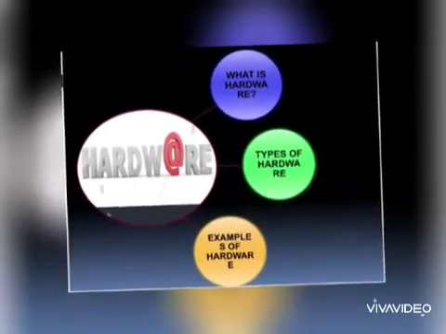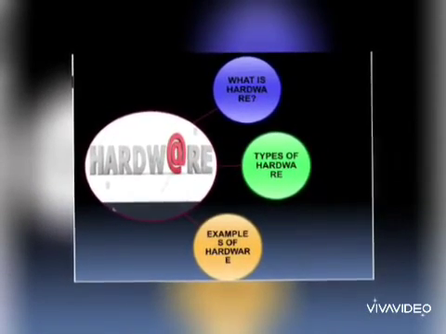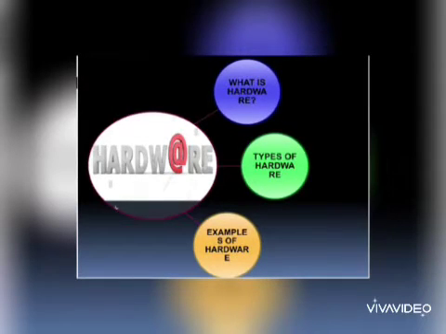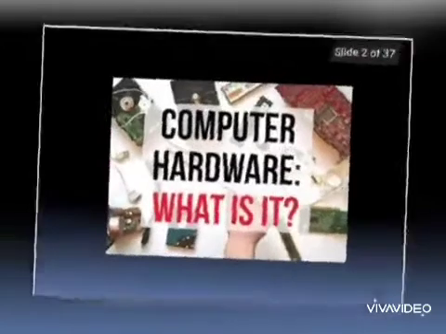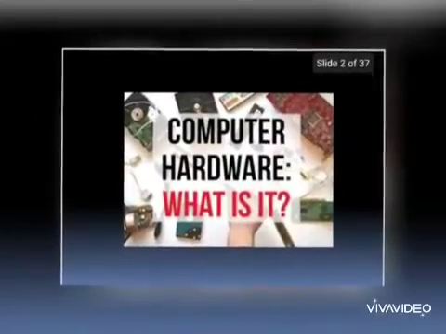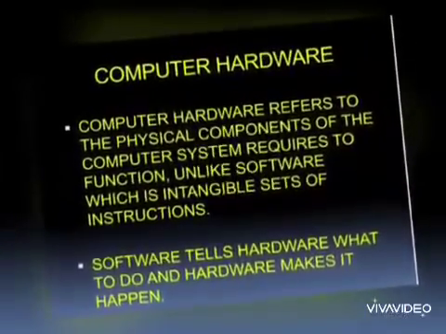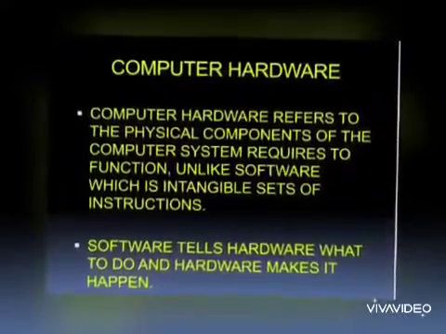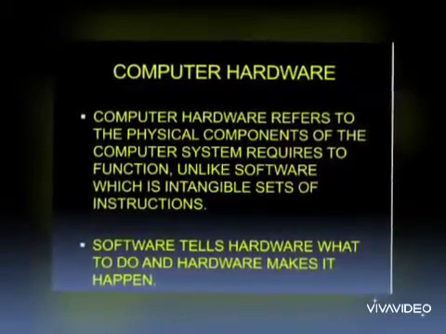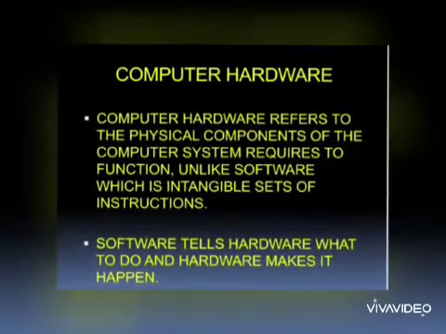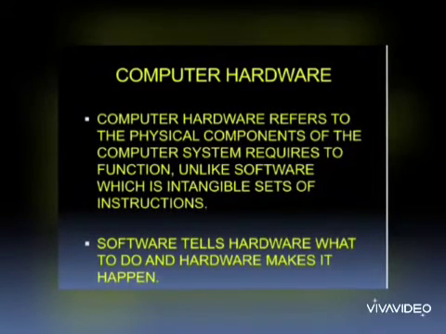In today's video, we will be looking at what is hardware, types of hardware, and some examples of hardware. Computer hardware, what it is. Computer hardware refers to the physical components of the computer system which it requires to function, unlike software, which is intangible sets of instructions. Software tells hardware what to do and hardware makes it happen.